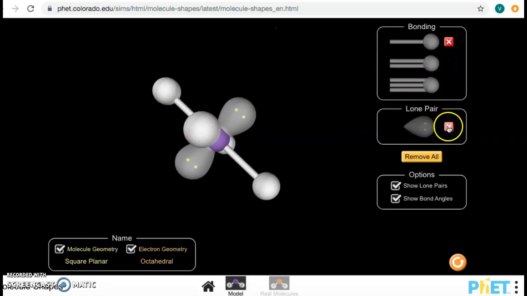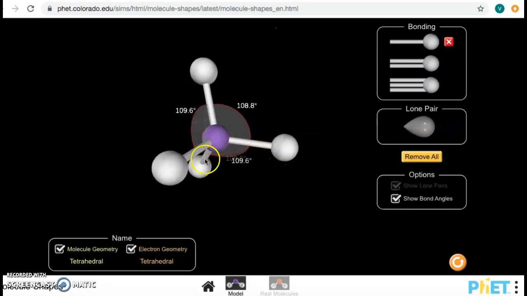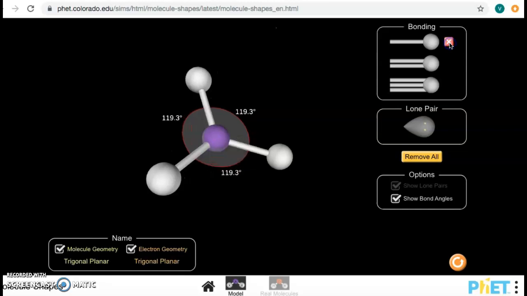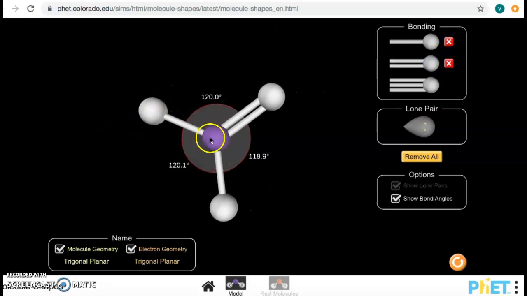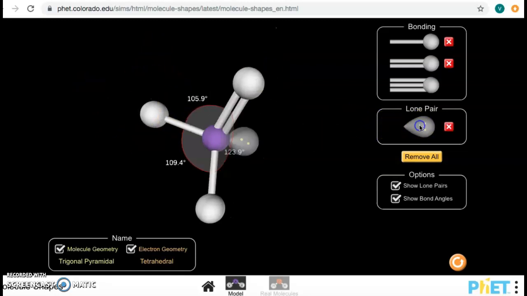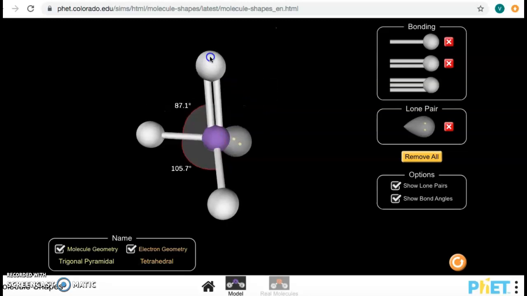I want to point out one more thing. It doesn't matter if the bonds are single or double or triple as far as domains go. So if we have two single bonds and a double bond, it's really still three domains. You can notice how we still have a trigonal planar electron pair geometry and molecular geometry, and it's still the same bond angles here. So when you're counting domains, don't count bonds, count the number of atoms that are bonded to the central atom and lone pairs. Okay? Count a double bond as one.